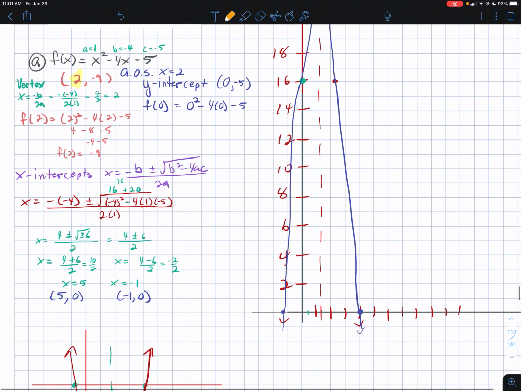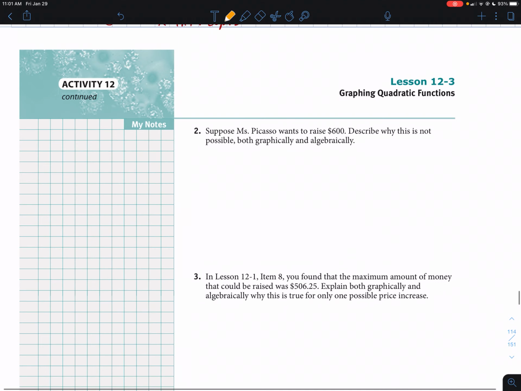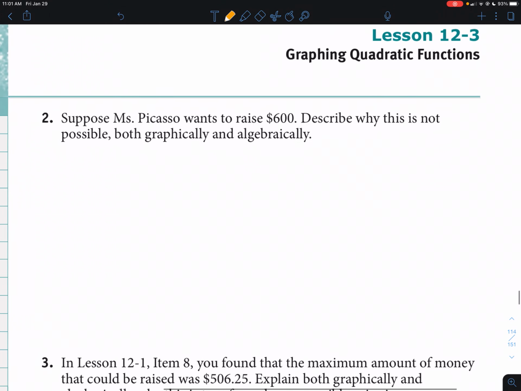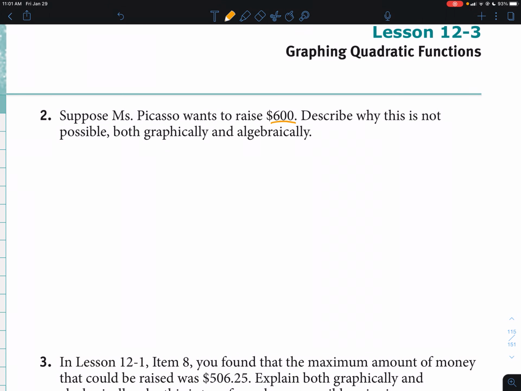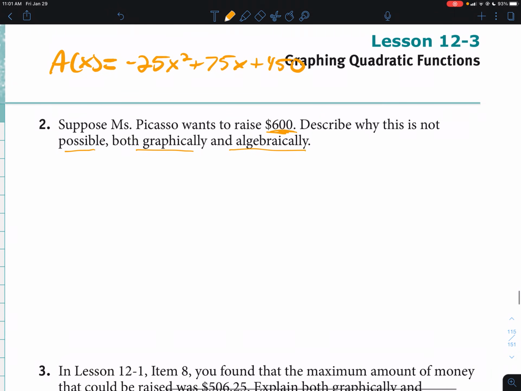Okay, going on to number 2. Suppose Miss Picasso wants to raise $600. So I'm going to rewrite our equation, our function here, because we're still using it. Okay, she wants to raise $600. Describe why this is not possible both graphically and algebraically. So let's talk about graphically first. Let's go look at the graph.